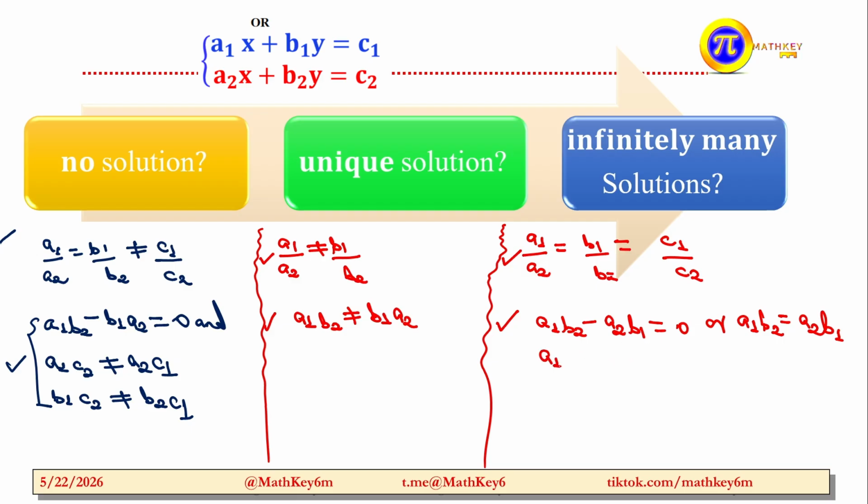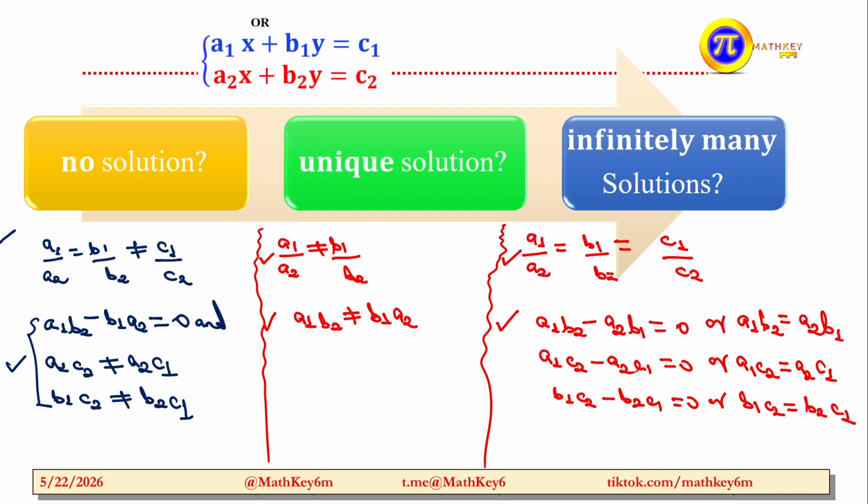Similarly, a1 times c2 minus a2 times c1 is equal to 0, which implies that a1 times c2 is equal to a2 times c1. Or it may be the other option, b1 times c2 minus b2 times c1 is equal to 0, which means b1 times c2 is equal to b2 times c1. So if these are satisfied, we can say the system of linear equations has infinitely many solutions.